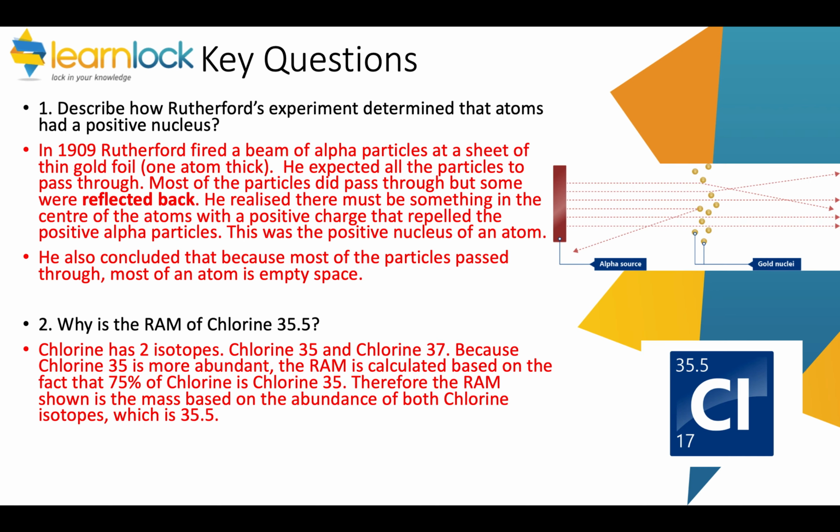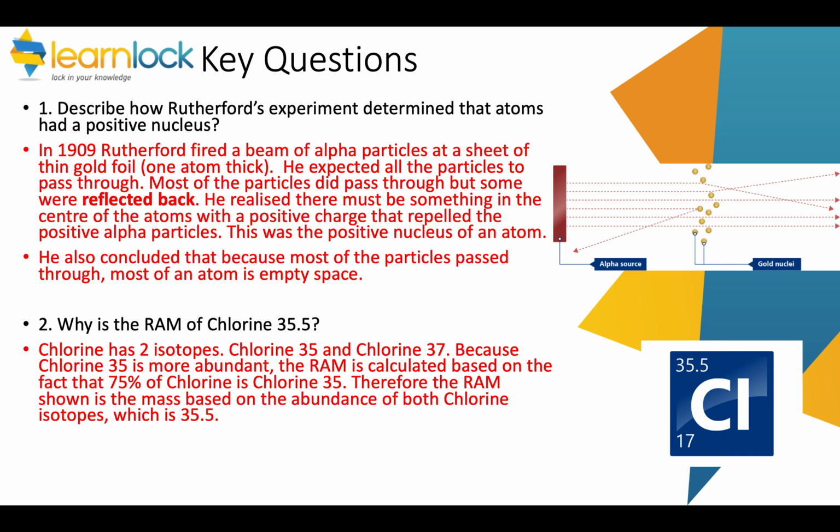Okay, so how did Rutherford determine that atoms had a positive nucleus? Look at the diagram here. He fired a beam of alpha particles, which are positive, at a sheet of thin gold foil. He thought that all the particles would go through. Now, most did, but if you look at the diagram, some were reflected back.